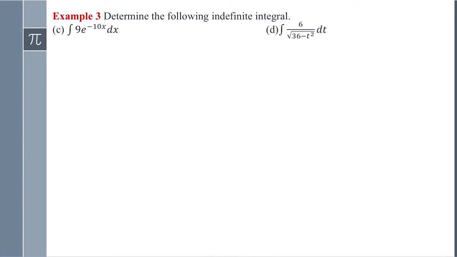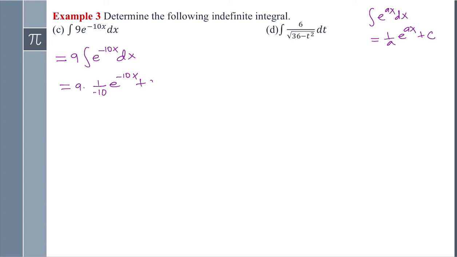Let's look at another example. The integral of e to the ax dx is 1 over a e to the ax plus c. Okay, so that's what we are going to use here. We have that constant 9 times e to the negative 10x dx, and that becomes 9 times 1 over negative 10 e to the negative 10x plus c. Okay, and then we can rewrite this as negative 9 over 10 e to the negative 10x plus c.